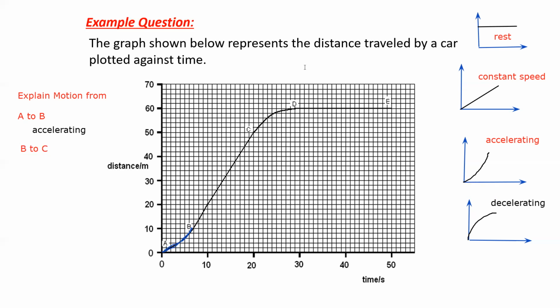From B to C, the part B to C appears as a straight line. So as it appears as a straight line, you can say that it is moving with a constant speed. And what is happening from C to D?